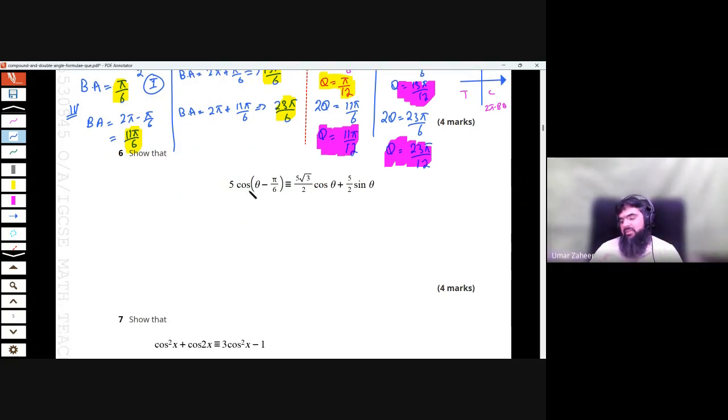The cos of theta minus pi over 6 means a minus b. We have the identity cos of a minus b would be equal to cos of a cos of b plus sine of a sine of b.